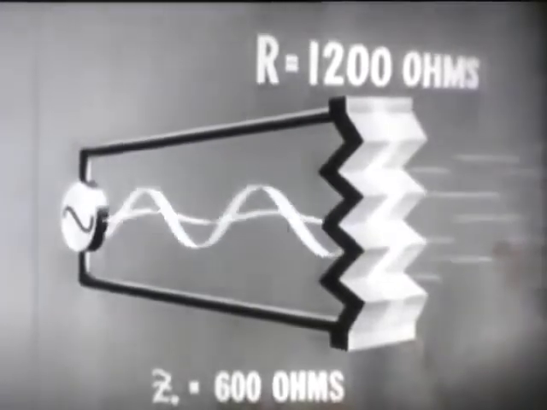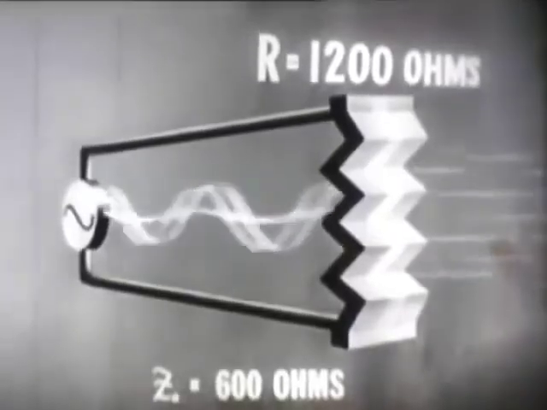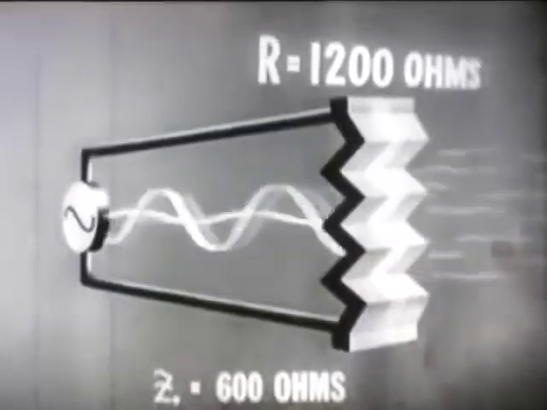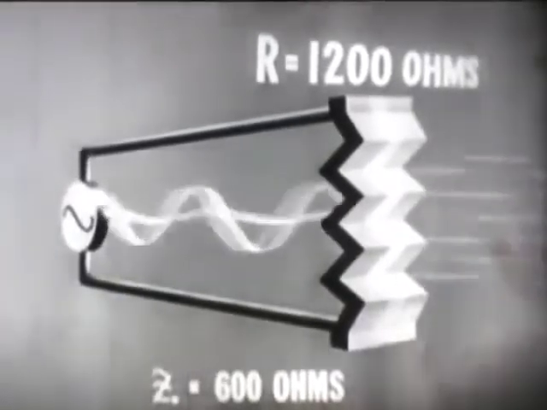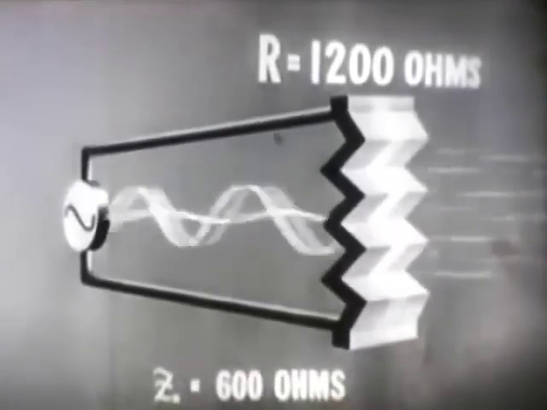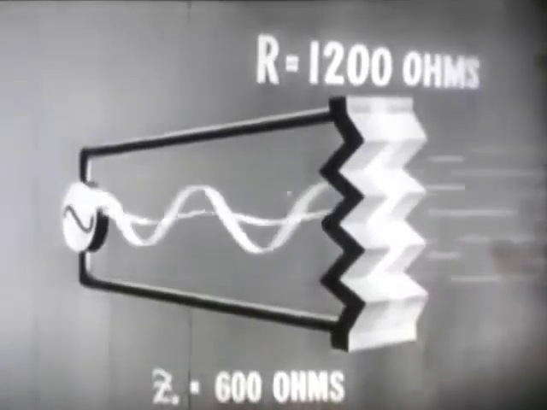Reflection always occurs whenever the resistance across the line is greater or smaller than the characteristic impedance of the line. The wave leaving the source of power is called the incident wave. The returning wave is called the reflected wave. The amplitude of reflected waves varies.